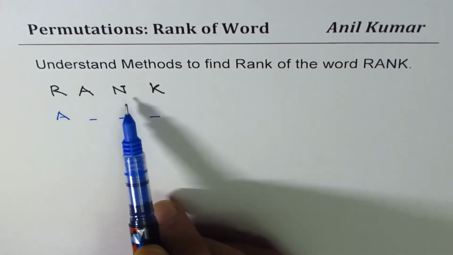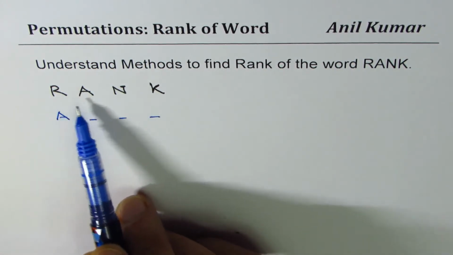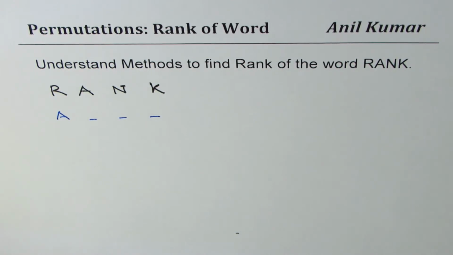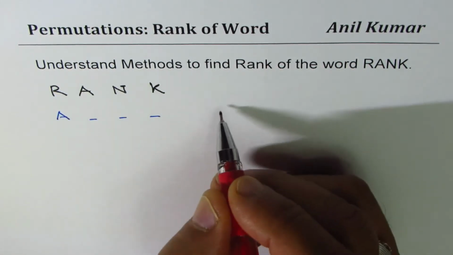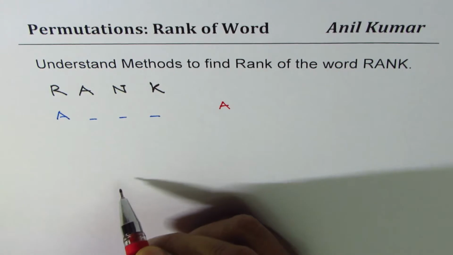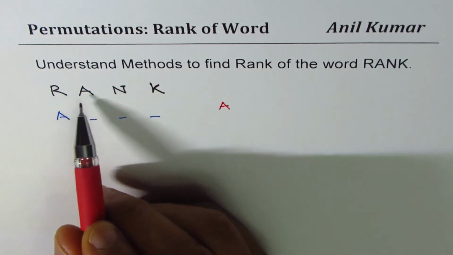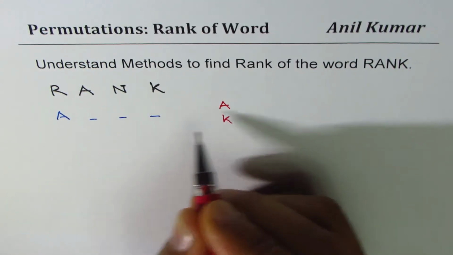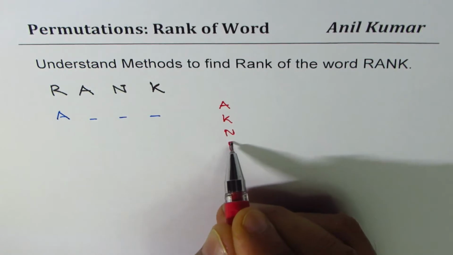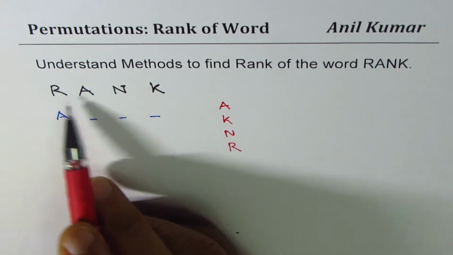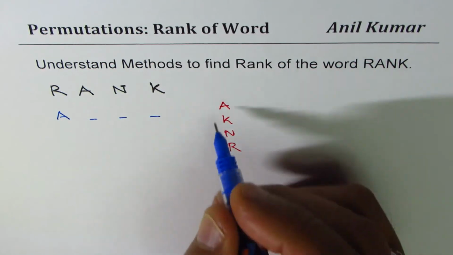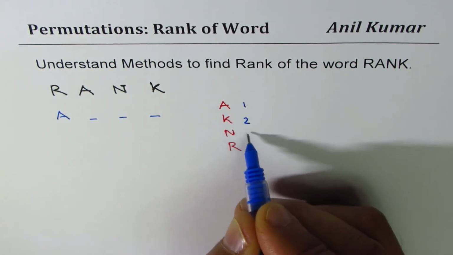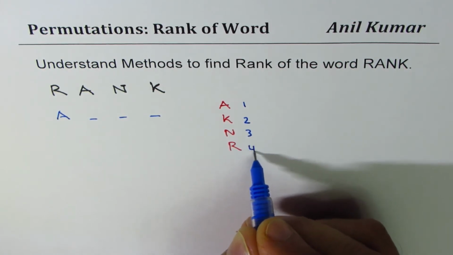So let's look into the word rank again into its letters, R-A-N-K. If I arrange the letters themselves in alphabetical order, then what is the position of these? Which one of these comes first? A, of course, will come first, right? So let's write down. A comes first. For these letters, A comes first, then K, then N, then R. So we'll give their position numbers. For A, we'll give 1, for K, 2, for N, 3, and for R, we'll give position 4, right?